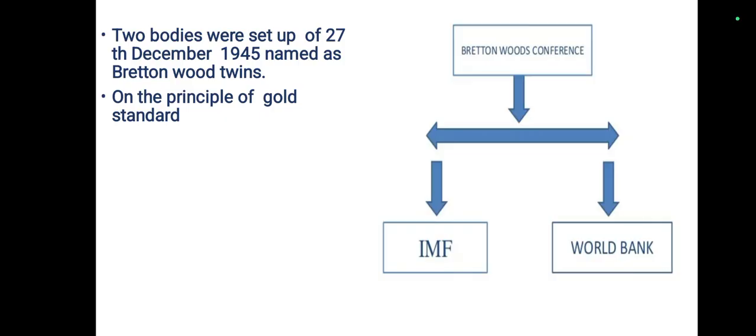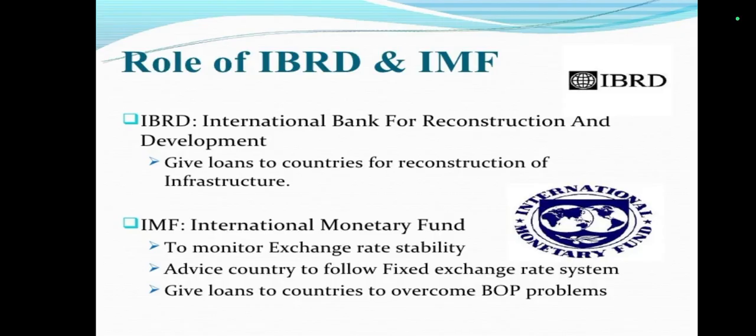IMF is the International Monetary Fund. The World Bank is the International Bank for Reconstruction and Development. Those are the two institutions that started in 1945. Because they came from the Bretton Woods conference, we call them the Bretton Woods twins. You can see the role of IBRD as well as IMF. IBRD is the International Bank for Reconstruction and Development, and IMF is the International Monetary Fund.